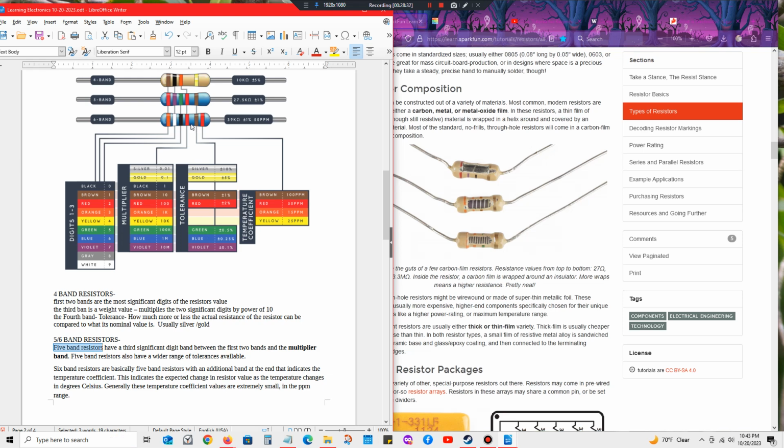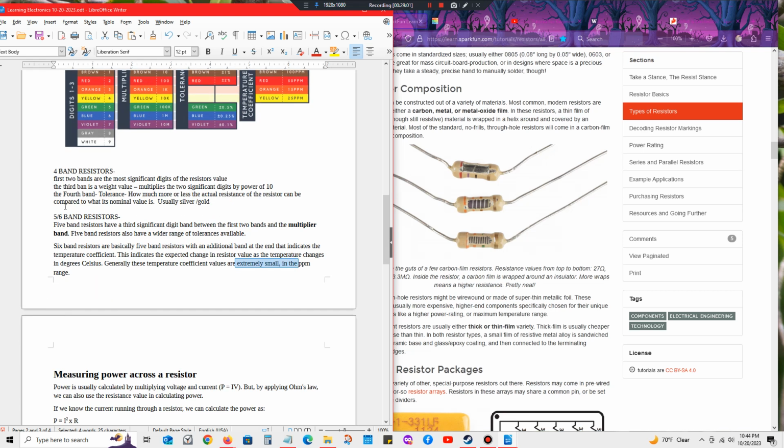And then on the 6 band, well, 1, 2, 3, 4, for these. Well, it's kind of confusing because it's showing that this is the multiplier, and these 3 point to the band. So they usually have an additional band at the end which indicates the temperature coefficient: the expected change in resistor value as the temperature changes. Generally, these temperature coefficient values are extremely small, in the ppm range. So that's your 5 and 6 bands.